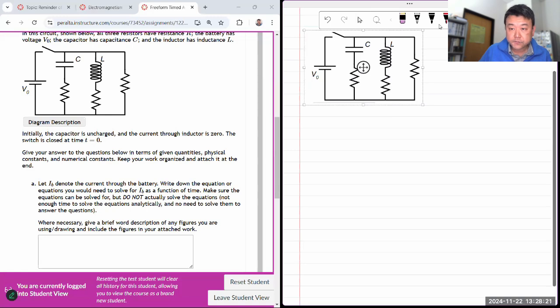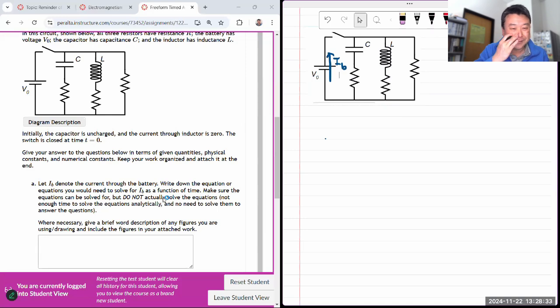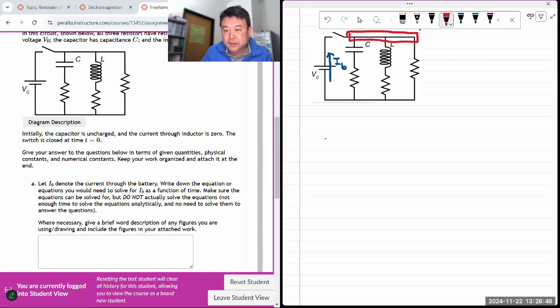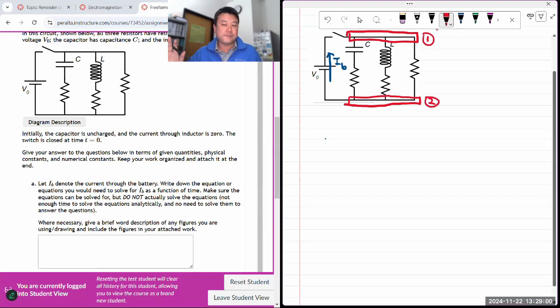I have the current through the battery, IB. Write down the equation or equations you need to solve for IB as a function of time. You have to use Kirchhoff's rules. And the reason I look dismayed is, you know what, I can make this a little bit simpler. I can treat this entire thing as one junction, because even though they are drawn separated, they're not actually separated. That's junction 1, and I can treat this entire thing as junction 2. Then this is not quite as complicated an equation, because it's a circuit with only 2 junctions.